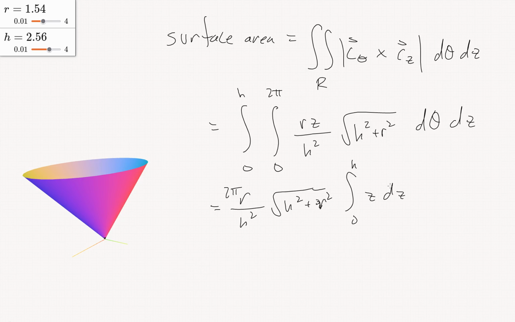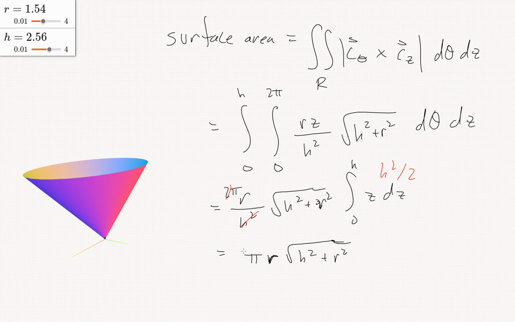And so this will be h squared over 2, which cancels this and also this. So the surface area is pi r times the square root of h squared plus r squared.